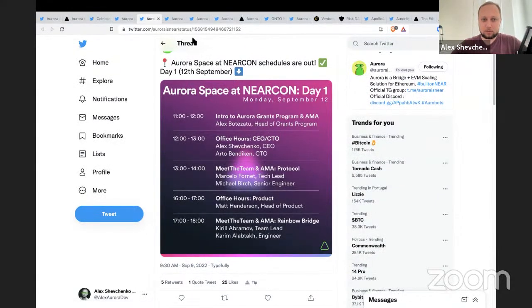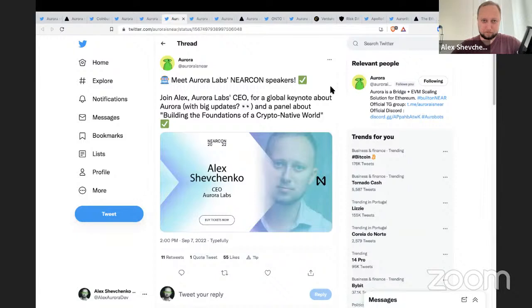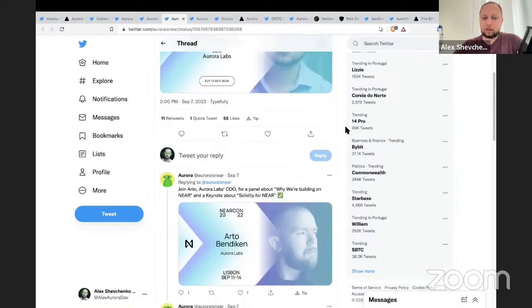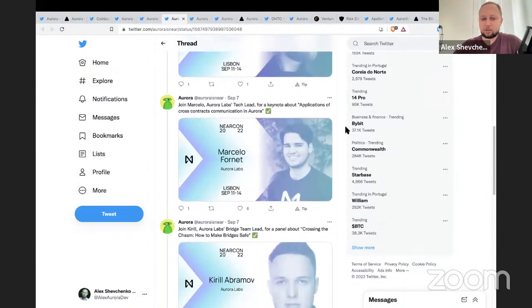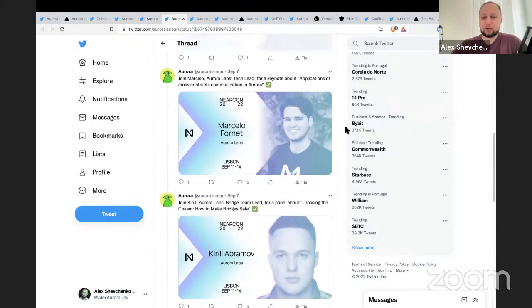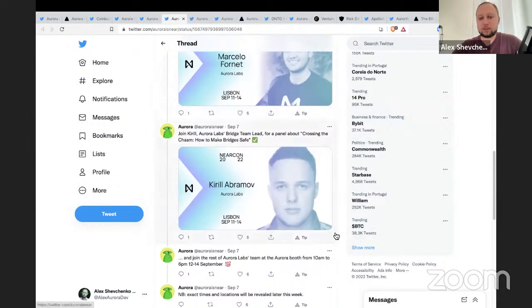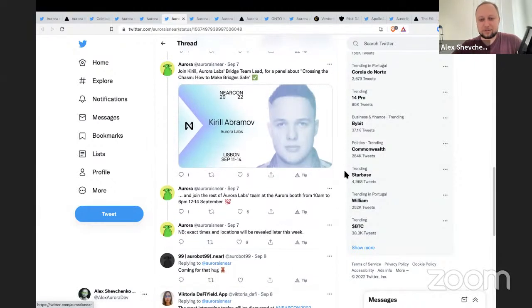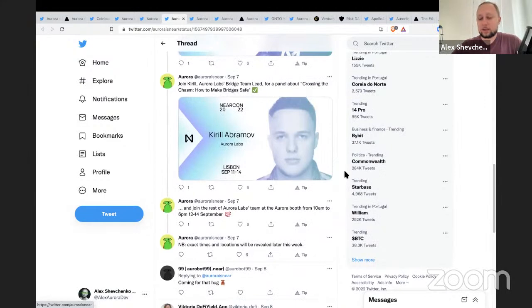And actually, a similar thing is happening on day 3. NEARCON organizers finally announced the list of the people from Aurora Labs who are going to have talks and participate in the panel discussions. There is one talk from me, and Arto is doing a talk. Marcelo, whom you probably already know, is also doing a talk there, and Kirill is also participating in the panel on the main stage. This is actually the first talk on the conference. So I'm inviting everyone to visit this talk.